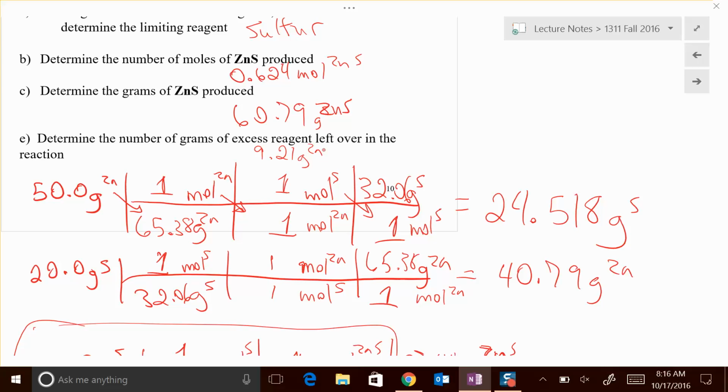Wait, how'd you get to 9.2 again? Okay, so if I start with 20 grams of zinc, I will need 40.79 grams of sulfur. I will need 40.79 grams of zinc to react with it. I had 50 grams. Oh, you just subtracted. I just subtract those. That's right. Any other questions? All right.